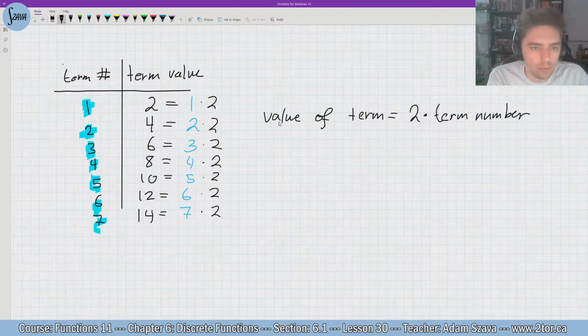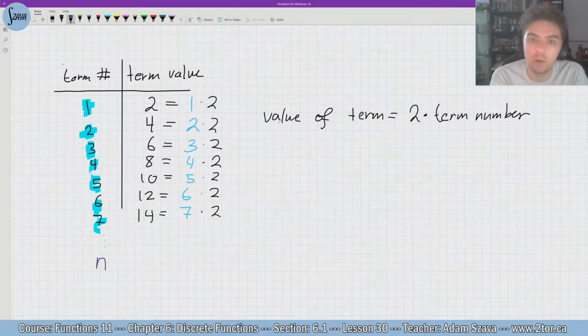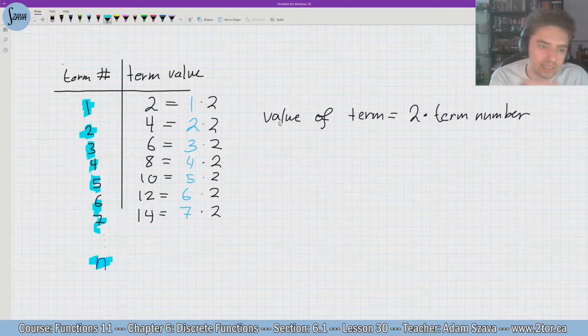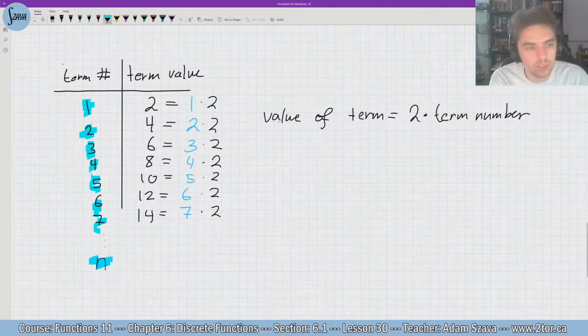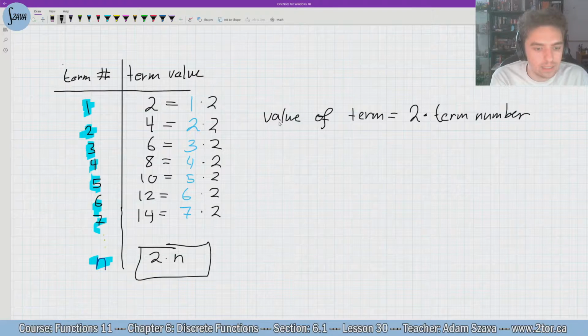And now that we see that this is true, let's figure out a notation to help us out here. First of all, what if I just continued this a little bit and I put an n in? N represents any whole number. What would I get out? Well, the pattern doesn't change. If I put in 7, I get 2 times 7. If I put in 4, I get 2 times 4. If I put in 1, I get 2 times 1. So if I put in n, I get 2 times n. That didn't change. And so that is the value of term n.